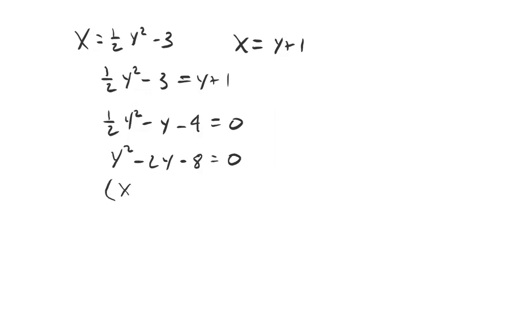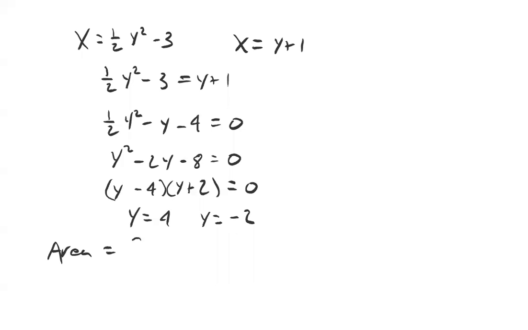Factor this, looks like 4 and 2, right? So it's going to be y minus 4 times y plus 2. Sorry, I changed variables there for some reason. These shouldn't be x's, they should be y's. It's important. So when I solve this, I'm going to get y is equal to 4, y is equal to negative 2. So my area then is the integral from negative 2 to 4. I'm interested in the y values. I'm going to do the right function minus the left function.